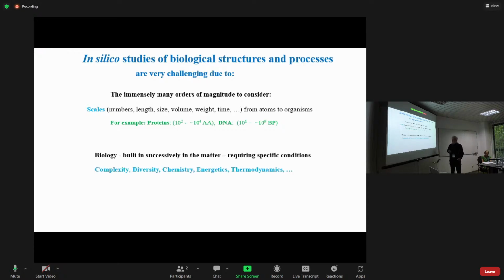And then finally, it's the biology itself, which is built successively in the matter. And it requires very specific conditions, so it's very complex, diverse, and there's so much chemistry and energetics and thermodynamics, etc., etc. And finally, in silico studies, it's completely beyond reach life itself, self-organization, and so on. But we can try, at least on this point, to do modeling.